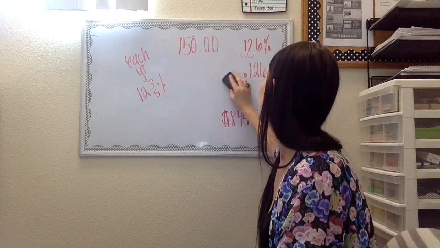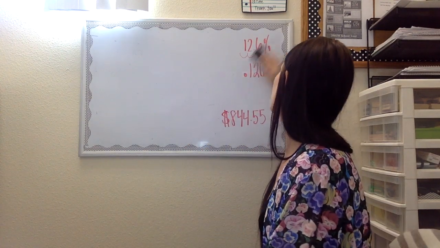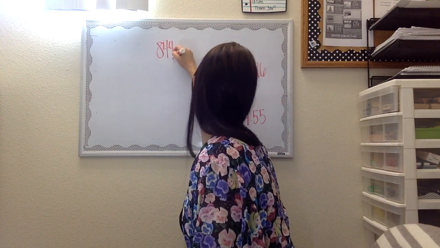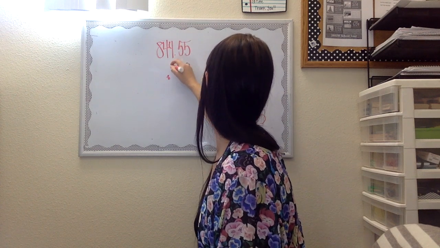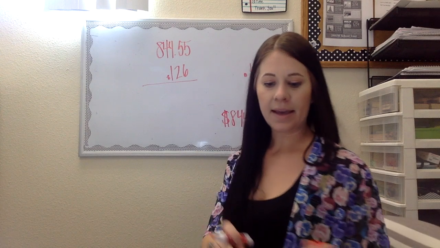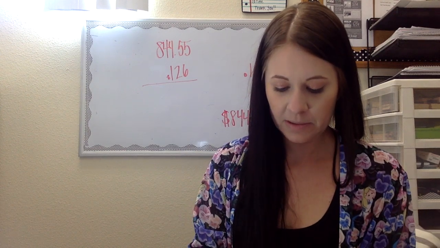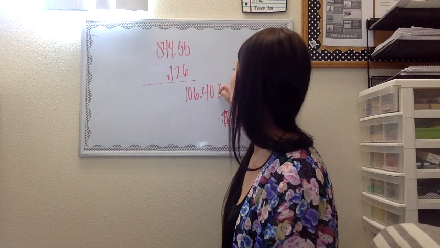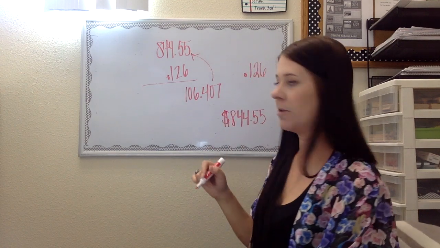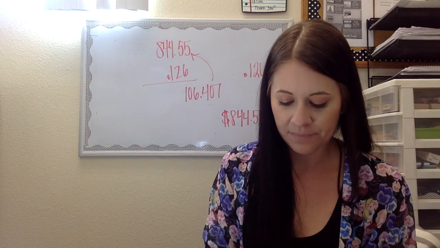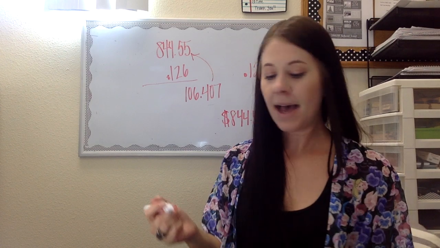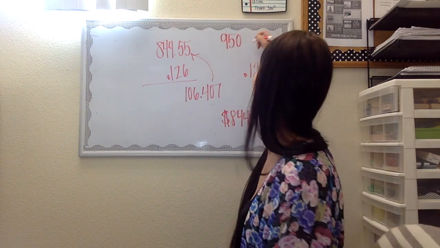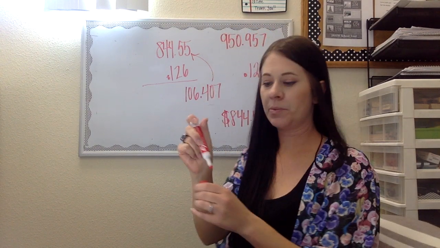I have to figure out now for the second year. So I need to completely do that whole process over again. So 844.55 times 0.126. Okay, so that is 106.407, and I have to add that back to the 844.55. So now, after the second year, the stock was at 950.957. Okay, but how many years were we doing the stock for?